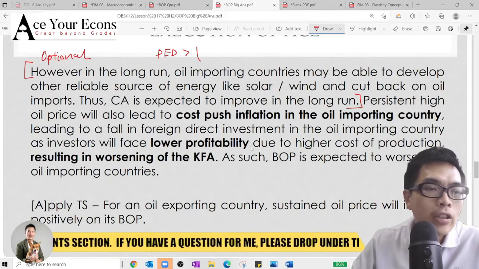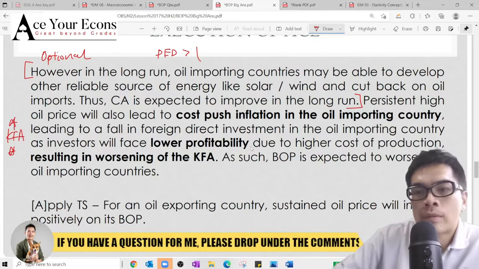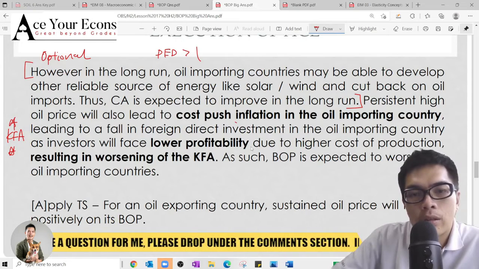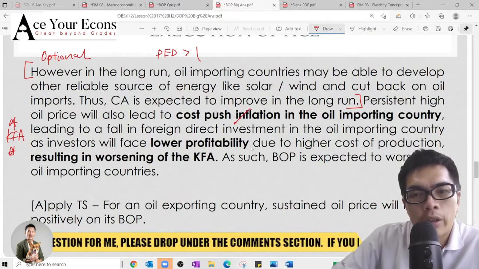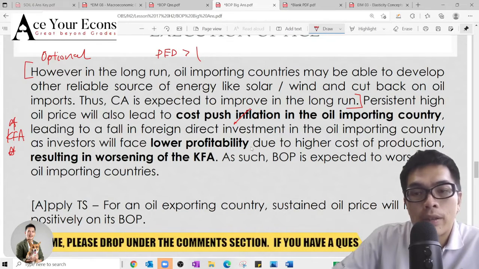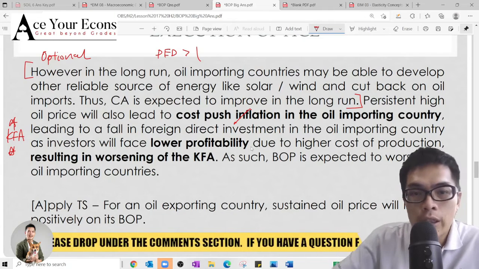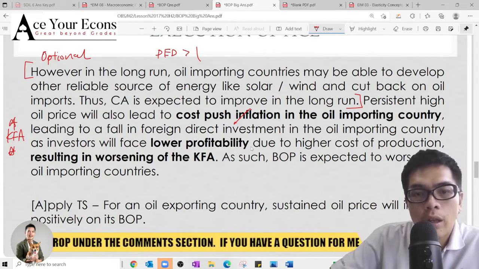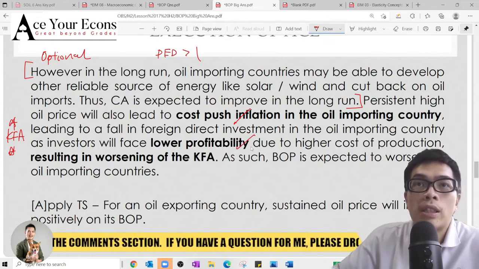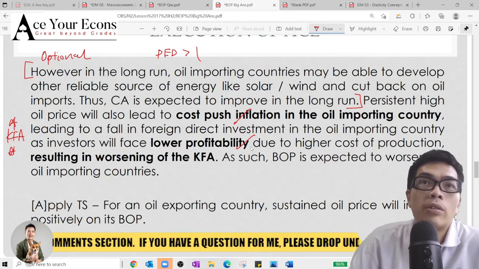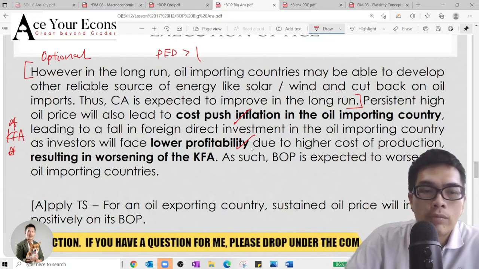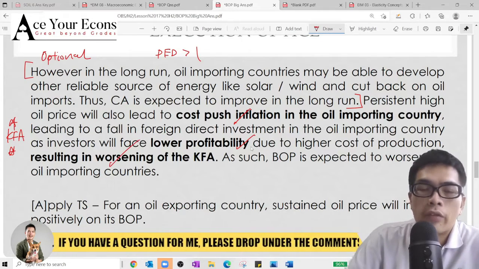But the effects on the capital and financial account are important. Persistent high oil prices will lead to a few things. Number one, cost push inflation in oil importing countries. For foreign direct investment, would you like to invest in a country that is susceptible to inflation and lower profitability? You don't want to, right? Because of high oil prices, this will drive up production costs for oil importing countries. In that case, there will be a fall in foreign direct investment, a worsening of your capital and financial account.